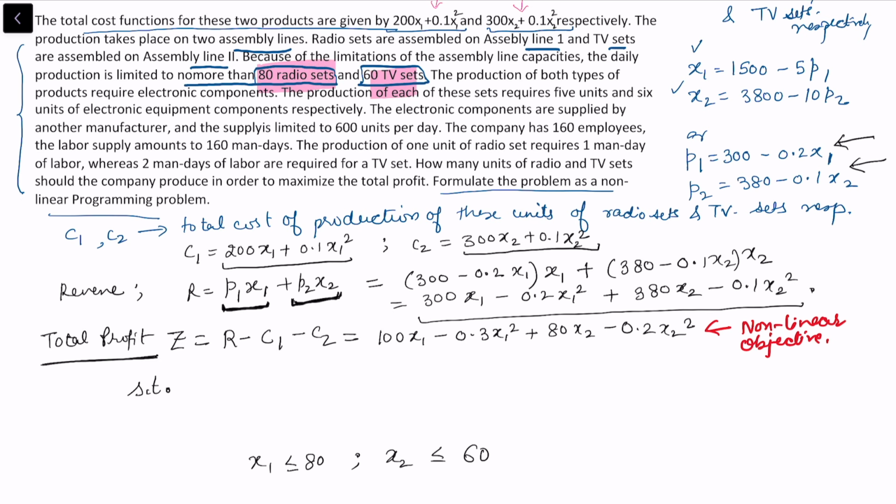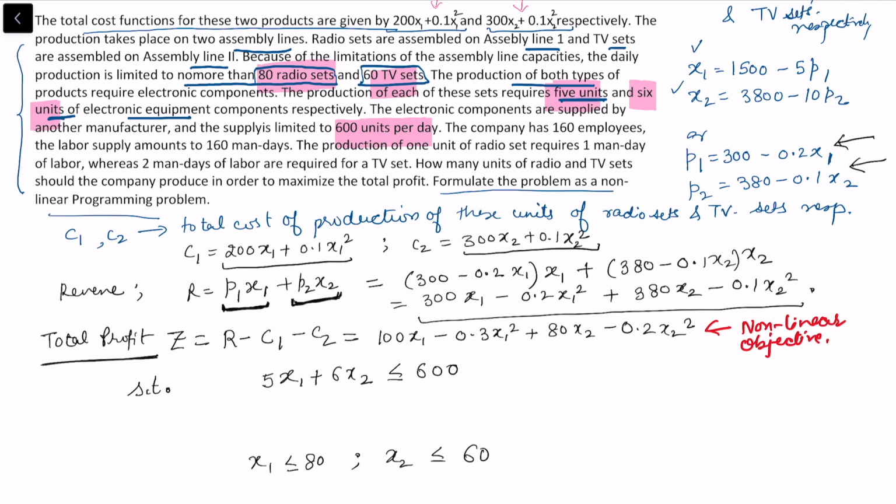You can see that this is the condition on the radio set and this is the condition on the TV set. Moving forward, the production of these two types of products requires electronic components. The production of each of these sets requires 5 units and 6 units of electronic components respectively. So that's another piece of data. We have to keep this in the constraint, 5 units and 6 units respectively, meaning the first is for radio, the second is for TV. The electronic components are supplied by another manufacturer. The supply is limited to 600 units per day. So this 600 units per day is the capacity of the constraint. So we can simply say 5 times x1 plus 6 times x2 is less than or equal to 600.